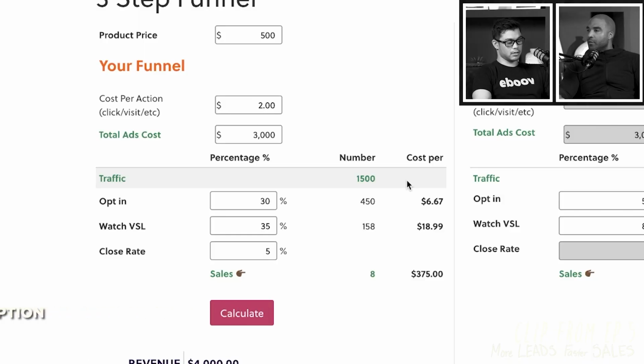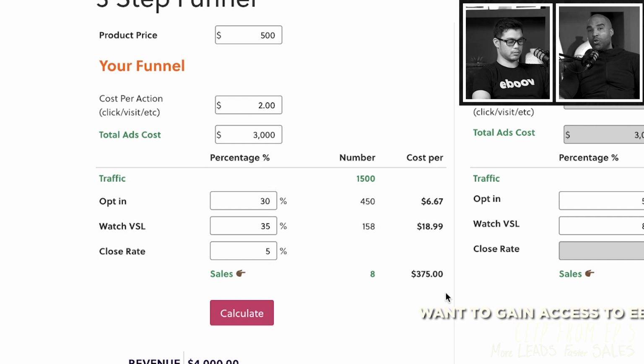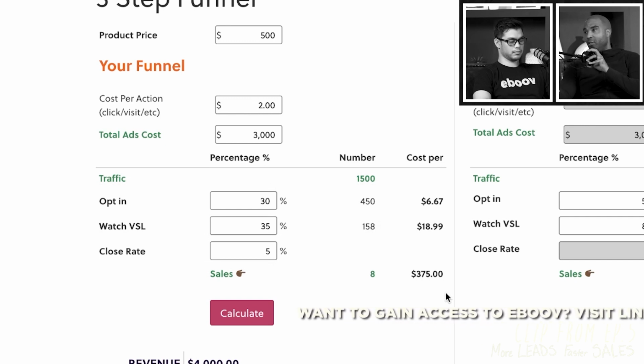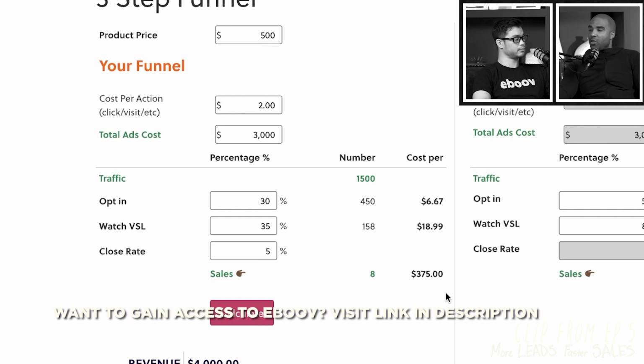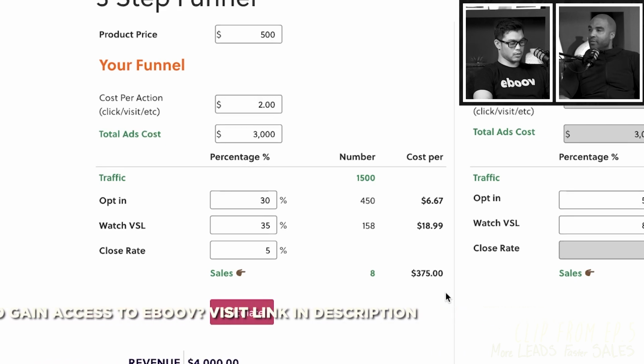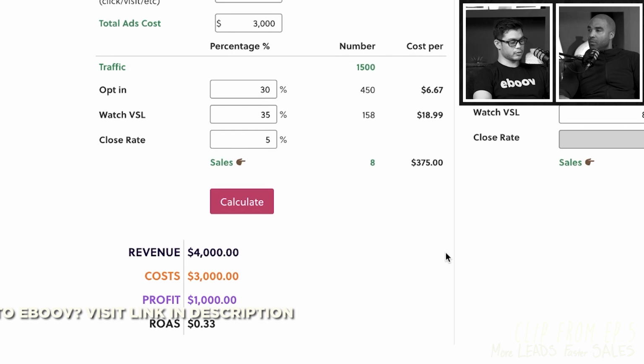That's 8 sales, and the cost per sale is $375. So again, getting into the math, $375 is the cost per sale. What's the revenue on that? The revenue is $4,000. Cost, of course, is the $3,000 ad spend. And profit is $1,000.